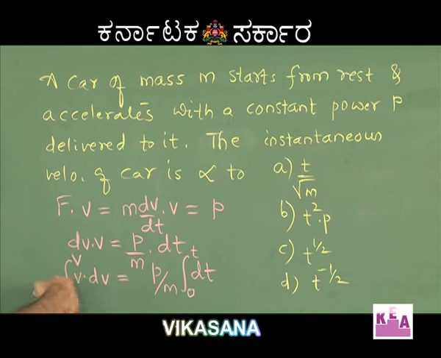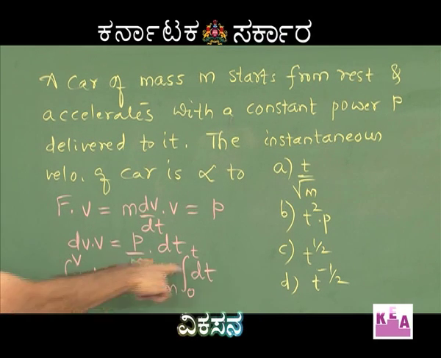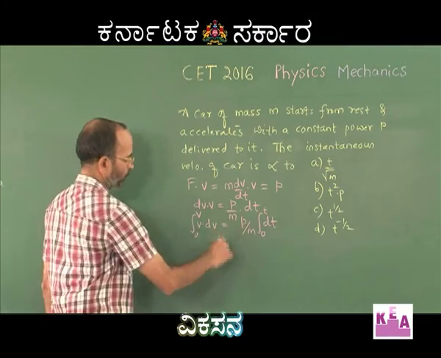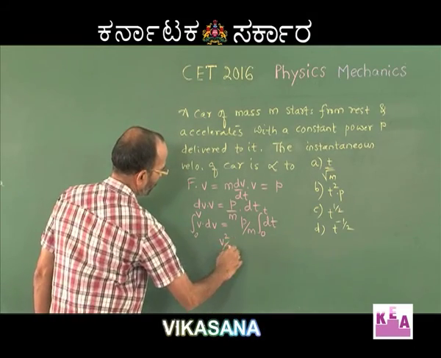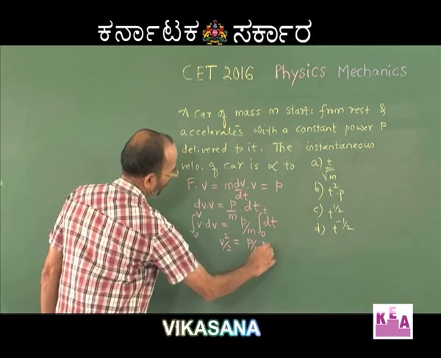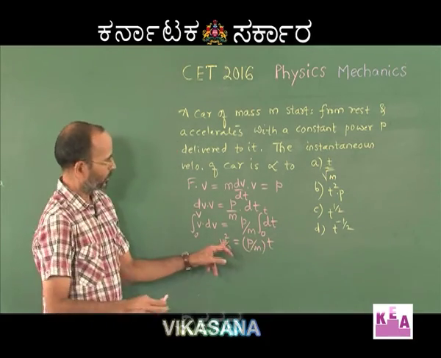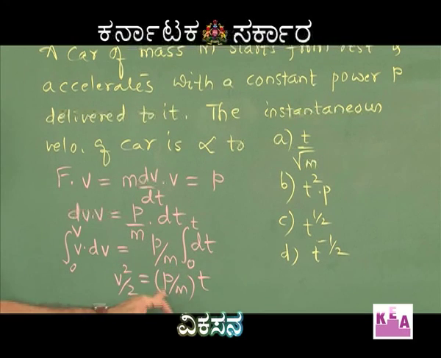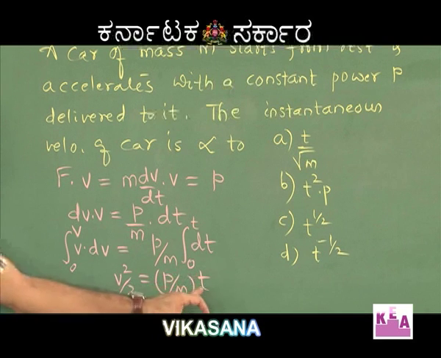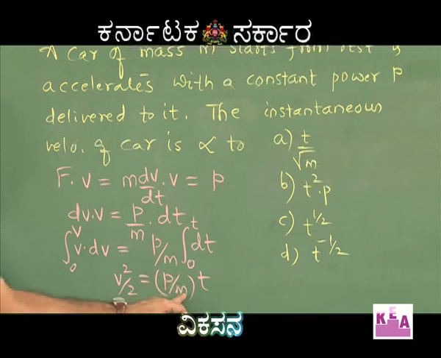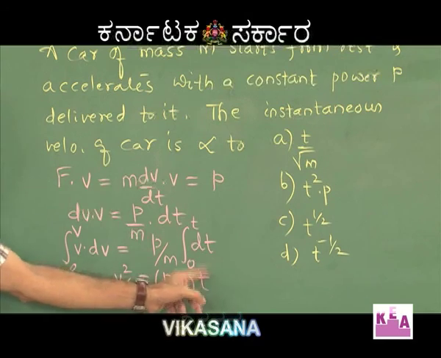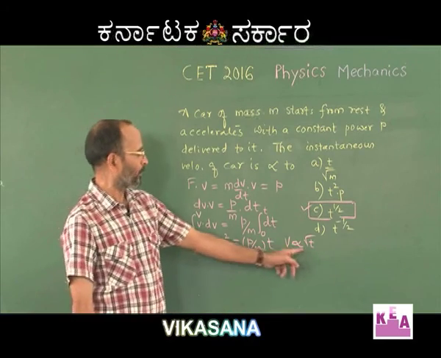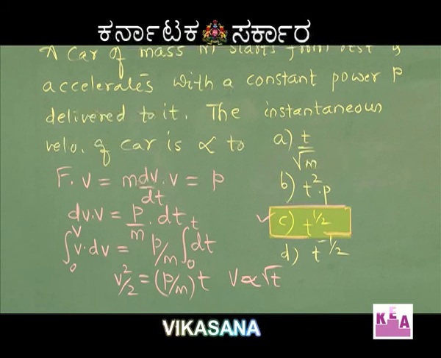Now if you integrate this, you are going to get v square by 2, and if you integrate this, you are going to get t. Therefore, your expression becomes v square by 2 equal to P by m into t, or v square will be equal to 2P by m into t, and v will be equal to root of 2P by m into root of t. So, 2P by m and under root of 2P by m are constant. So, velocity is proportional to t raised to half. That makes v proportional to root t, and hence C option is the correct option.